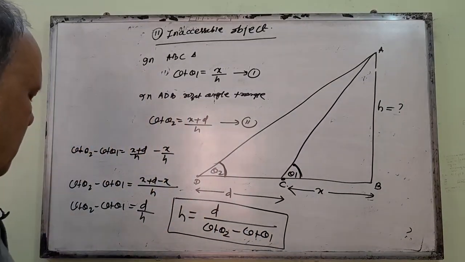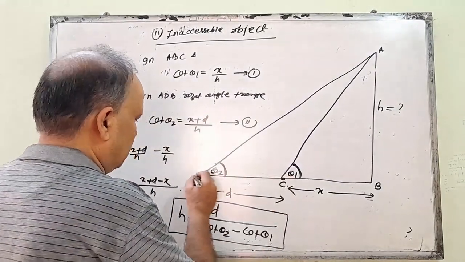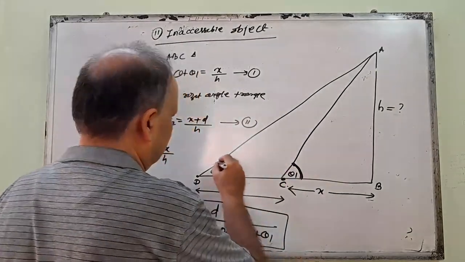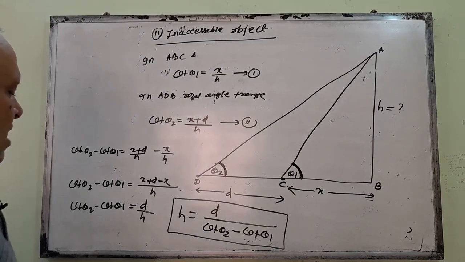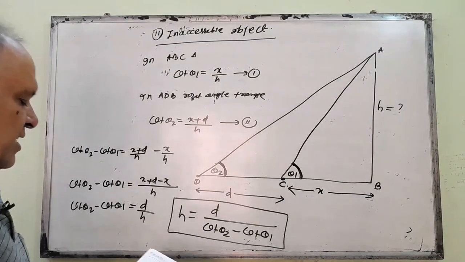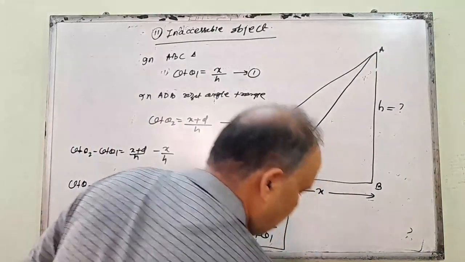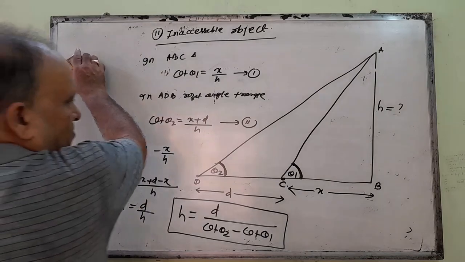So, by knowing d, the distance between C and D, and these two angles of elevation theta 1 and theta 2, we can measure the height of inaccessible object. Next come to another indirect method, that is parallax method, you see.